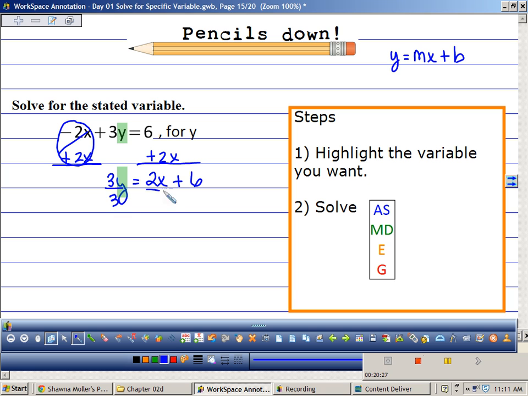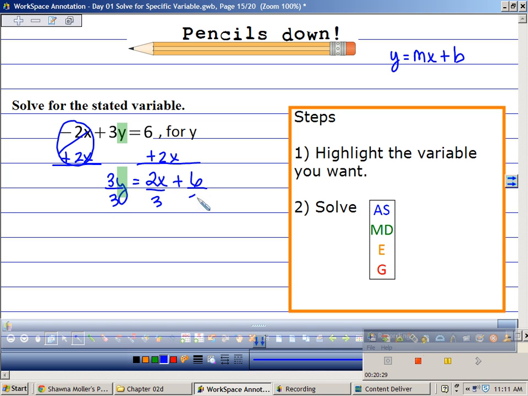Please don't move. 3's cancel, and we will wait. I can't go because people are talking and they're moving and they're shuffling.